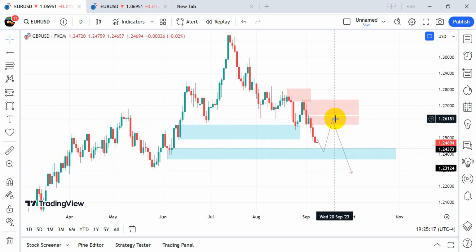Then as price moves, we are going to do some modification on the analysis as price gives us more information.